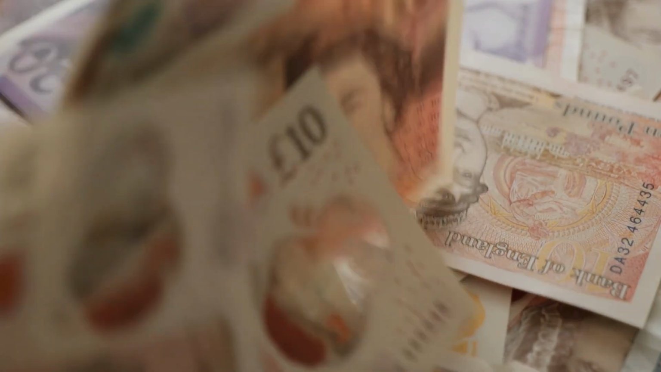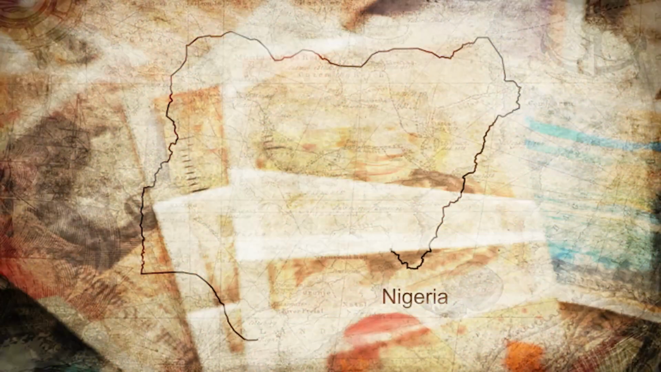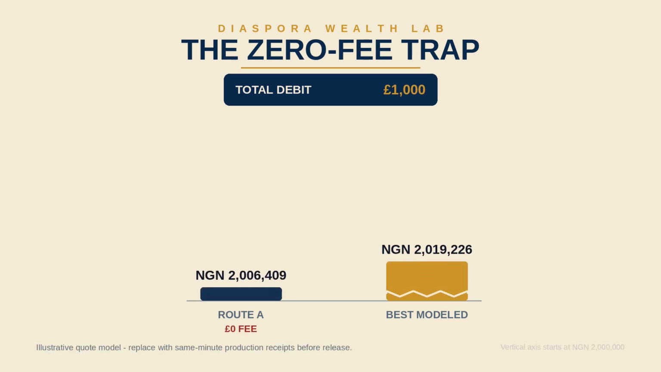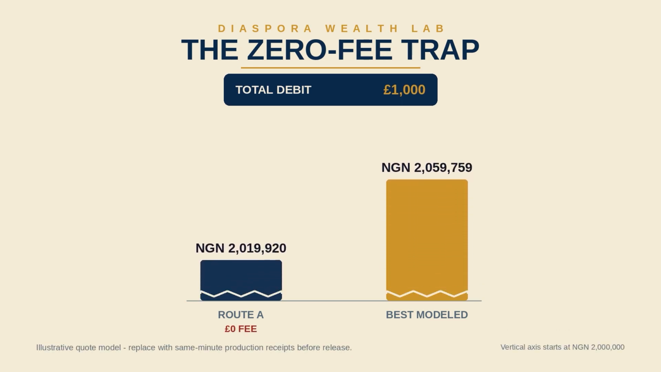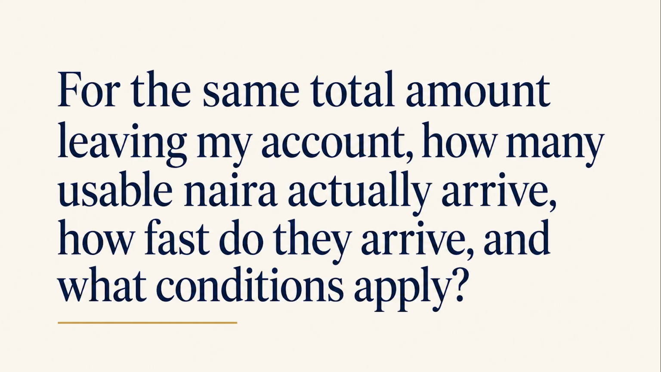A transfer can charge £0 and still deliver less money to Nigeria. In this illustrative £1,000 quote test, the zero-fee route delivers 40,000 naira less than the strongest quote. Nothing disappeared after the transfer. The difference was already inside the price. The useful question is not, what is the fee? It is, for the same total pounds leaving my account, how many usable naira arrive, when, and under what conditions?